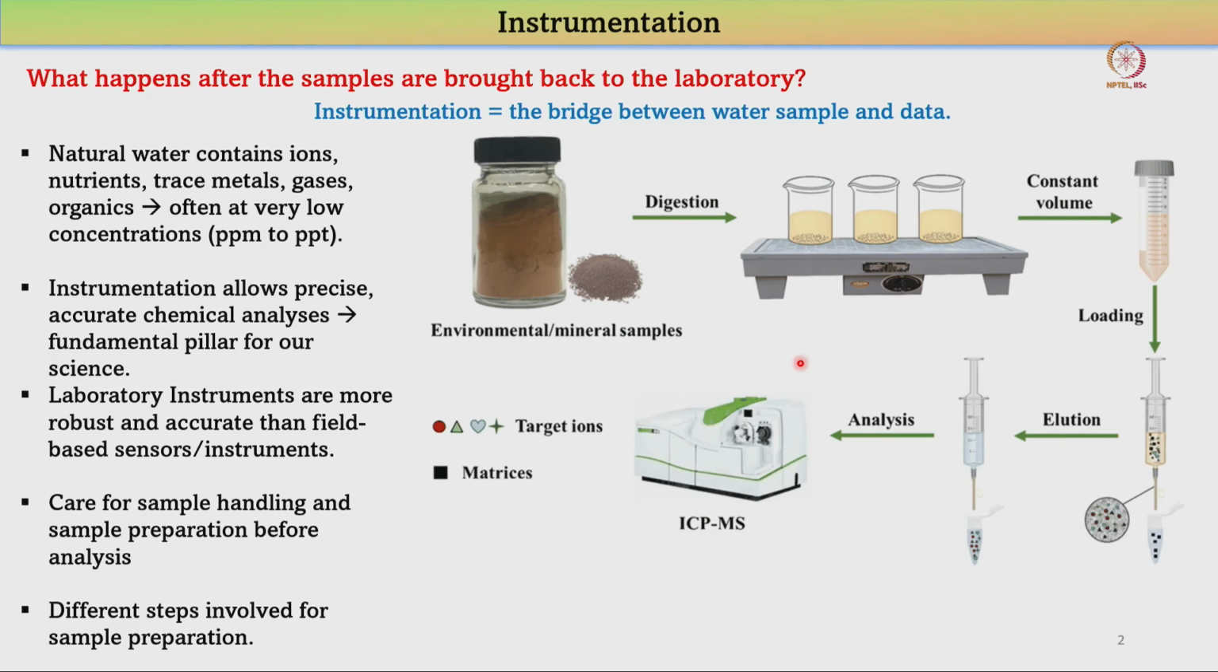Now, laboratory instruments are generally more robust and more accurate than field based sensors. Okay. So, even if you see that sometimes for a measurement, sometimes they will be measured in the field. Okay. Say some sensors which can measure nitrate will measure the nitrate using the nitrate sensor in the field. Same thing you can come back and do it in the lab.